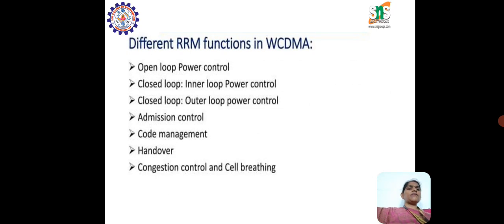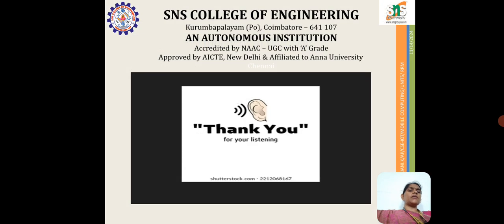So the different RRM functions of WCDMA are open loop control, closed loop control, that is inner loop control and outer loop control. Next are admission control, code management, handover, congestion control and cell breathing.